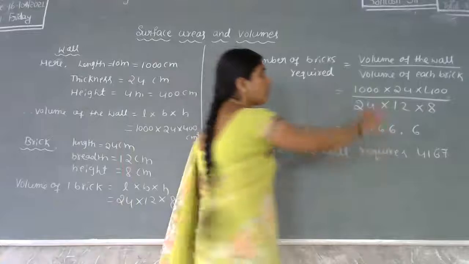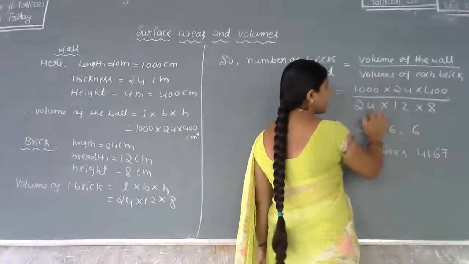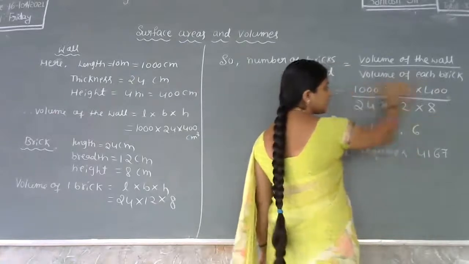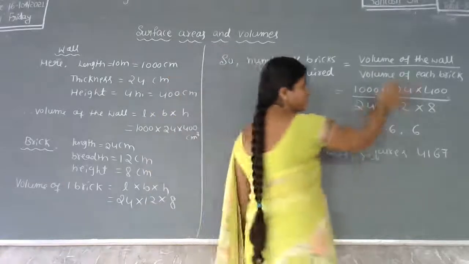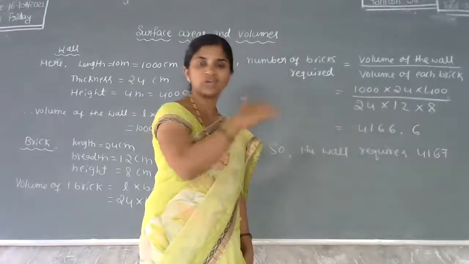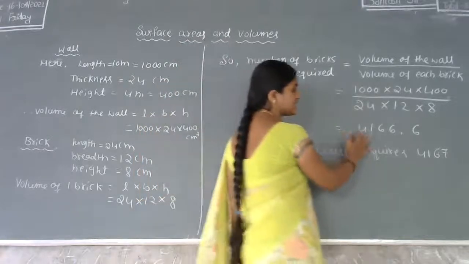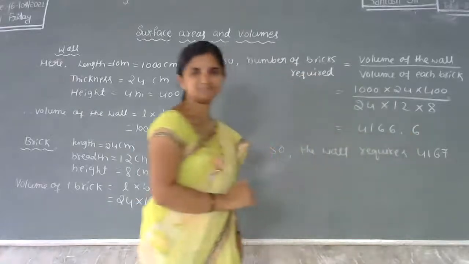So now volume of the wall, 1000 into 24 into 400, divided by volume of each brick, which is 24 into 12 into 8. Here you can do the cancellation, that is easy for you. 24, 24 you can cancel. So remaining you can simplify. After the simplification, the final answer is 4166.6.